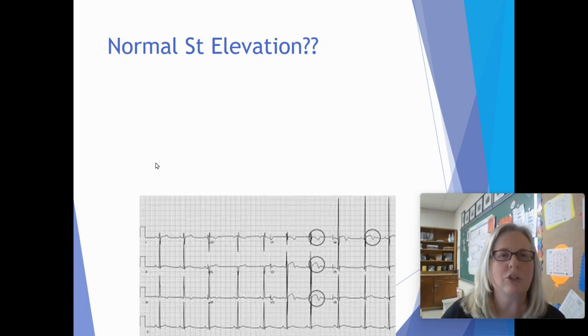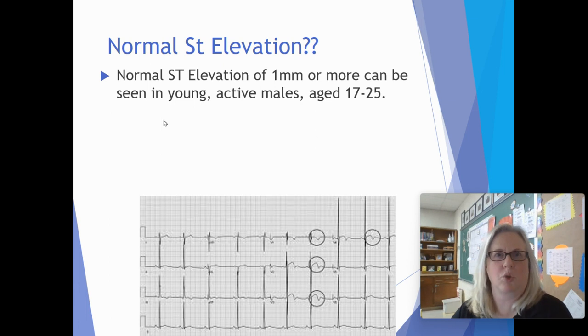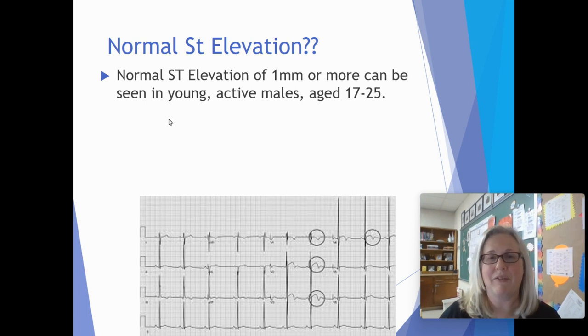All right, so let's get into normal ST elevation. That's normal? What do you mean that's normal? So a normal ST elevation of 1 millimeter or more. So that's a little teeny tiny box, okay? If it's just a little bit above the isoelectric line, and it's seen in these young active males, typically age 17 to 25, will have this early repole here.